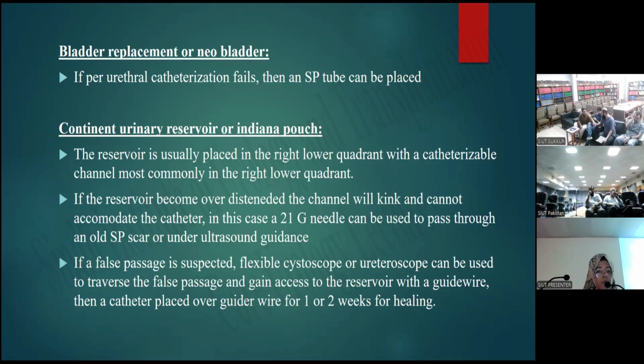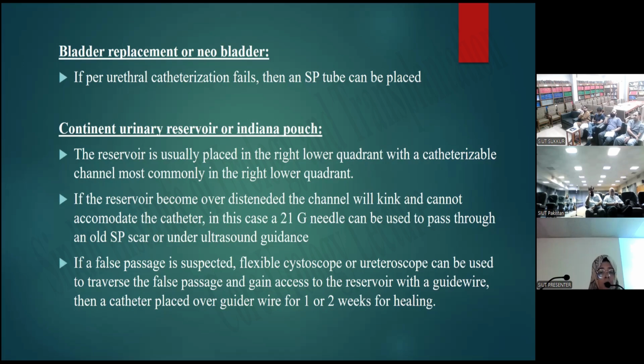In cases of a continent urinary reservoir or an Indiana pouch, basically the Indiana pouch is a bladder that you create with the right colon, swing it into a J shape, and then a channel is given in the right lower quadrant for catheterization. In this case, if the reservoir gets overfilled, there is a kink in the channel, and for that you can use a 21 gauge needle to decompress it. Once the bladder is decompressed, the channel will no longer be kinked, and you can catheterize the channel.